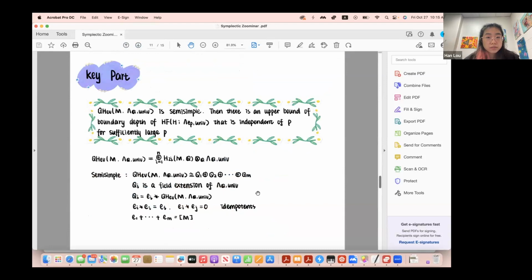Okay. So now this is the key part. We assume the even quantum homology is semi-simple. Then there is an upper bound of the boundary depth that is independent of p for sufficiently large p. So first, the even quantum homology is the direct sum of the even singular homology tensor the Novikov field. By semi-simple, it means the even quantum homology can be written as the direct sum of the field extension of the coefficient field, where each summand is e_i times the even quantum homology, where the e_i are the idempotents, and e_i times e_i equals e_i, e_i times e_j equals 0, and the sum of all the idempotents is the fundamental class.